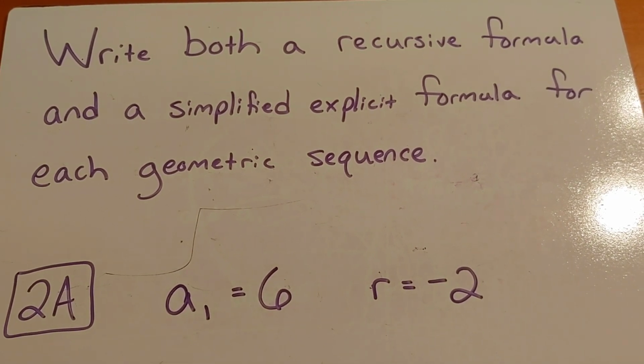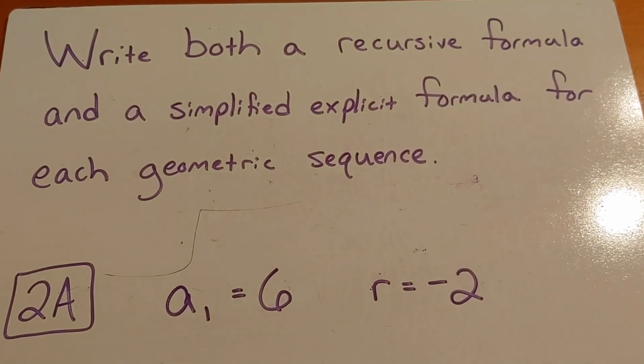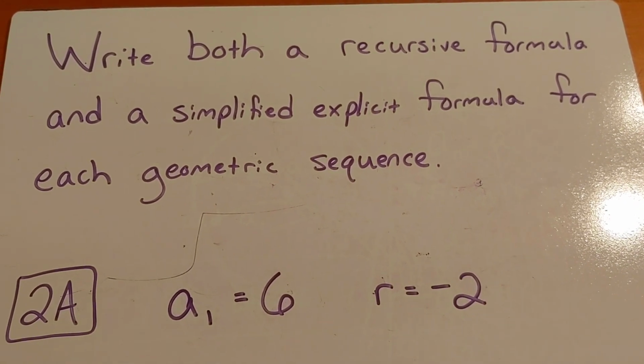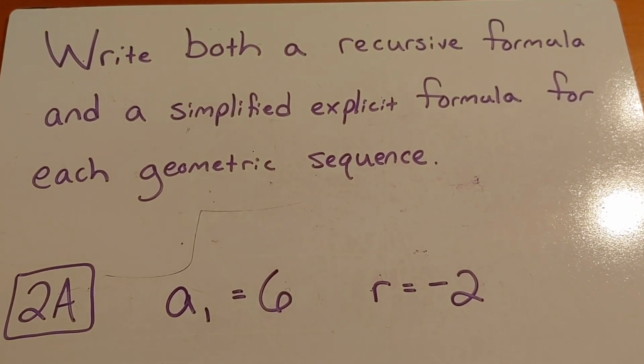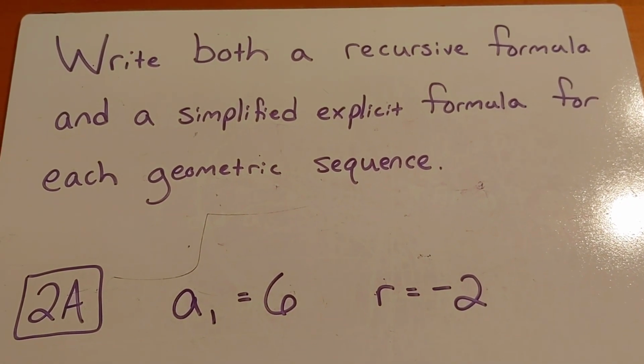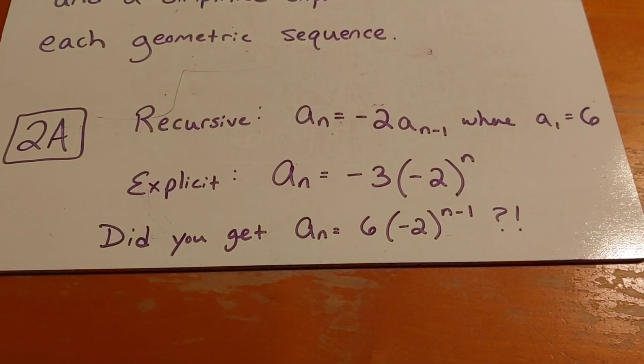But I do want you to write both a recursive formula and a simplified explicit formula for each of these geometric sequences. The first one I'm giving you is the first term is 6, and the common ratio is -2. So pause your video. Here comes the answer.